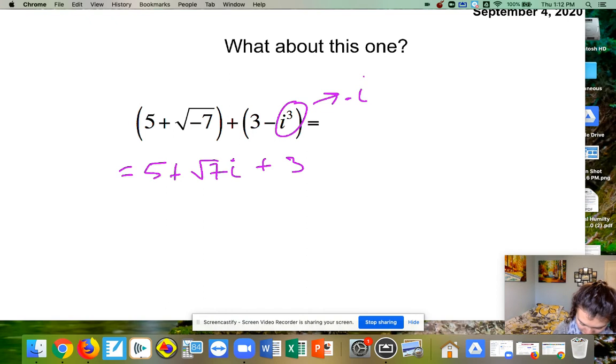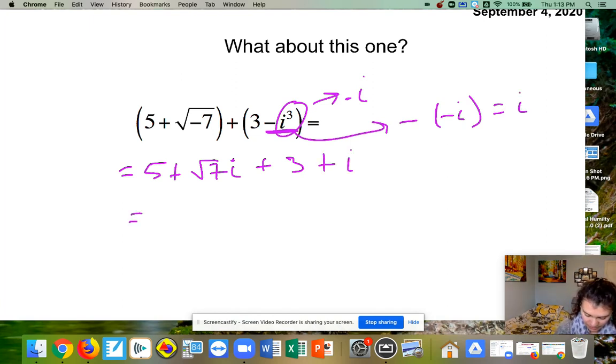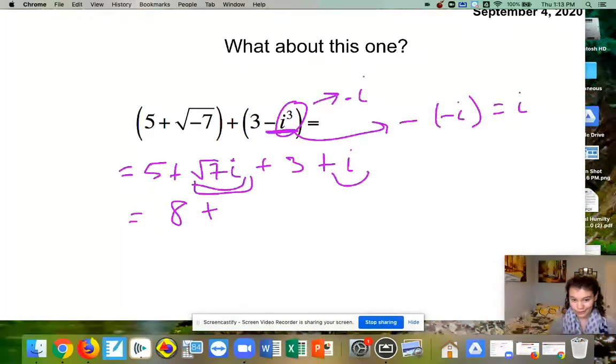So it'll be minus here, minus a negative i, which is just a positive i, so it's going to be plus i. And I can combine the 3 and the 5 to get 8. And then these chunks, we can't actually combine those two numbers together.